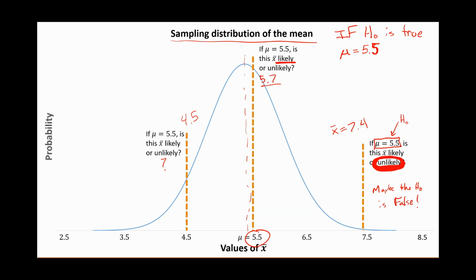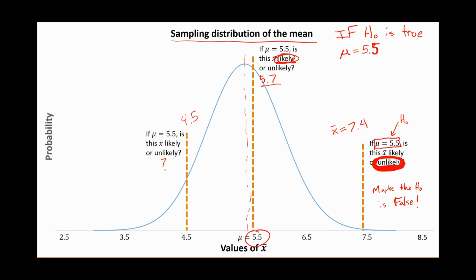If our sample mean is likely, somewhere like 5.7, somewhere around here, we don't have any reason to doubt our null hypothesis. Our null hypothesis is that the population mean is 5.5. Our sample mean ends up being 5.7. It's like, wow, that's pretty close. I bet that our null is true, because our sample mean is really close to 5.5, and that's exactly what we would expect if, in fact, the population mean really is 5.5.